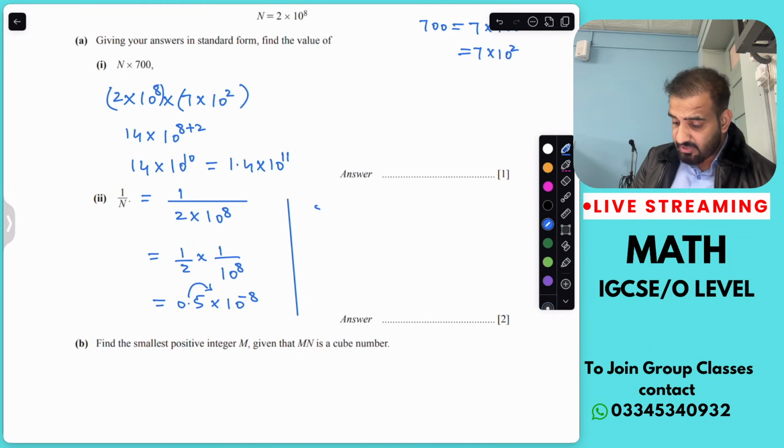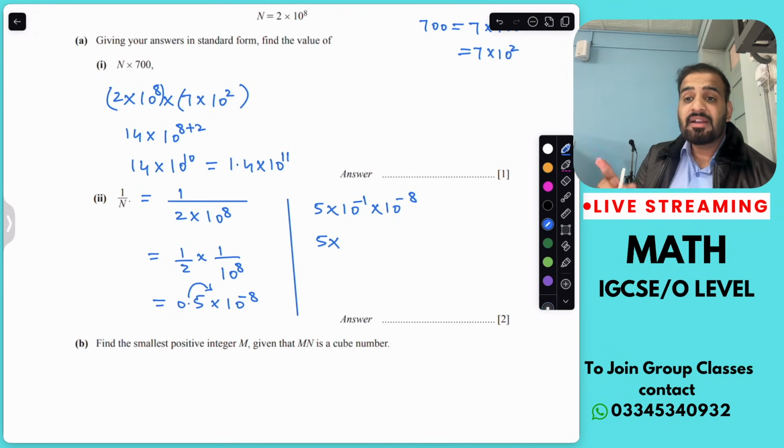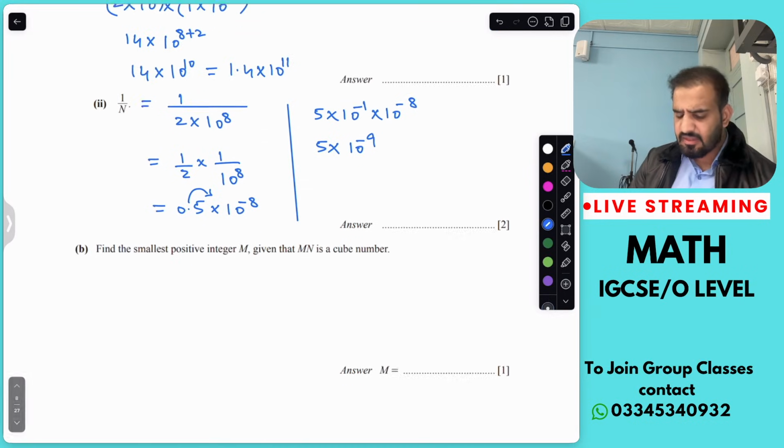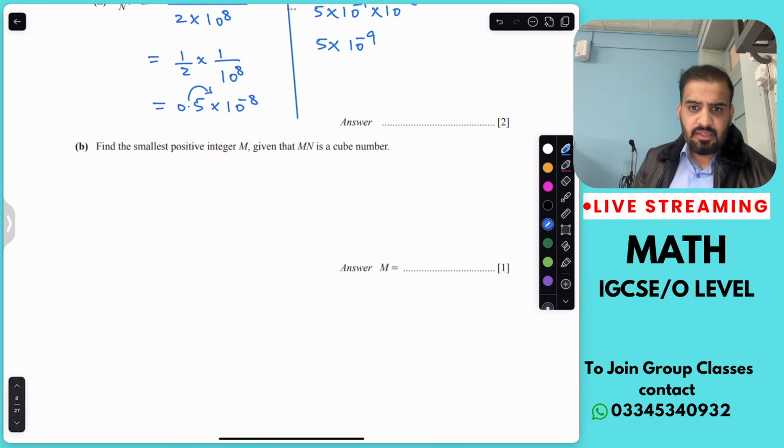So it will become 5 cross 10 raised to power negative 1, because we are writing power on the right side. So when the decimal shifts to the right side, we write negative power, okay? So 10 raised to power 9 minus 9 is my final answer. This part is so wonderful.